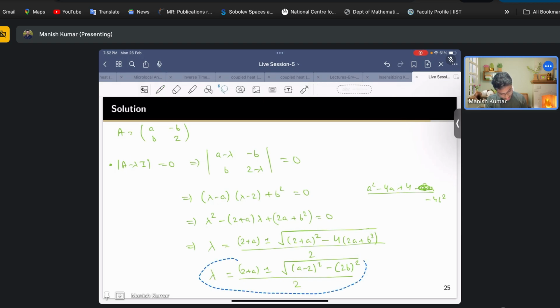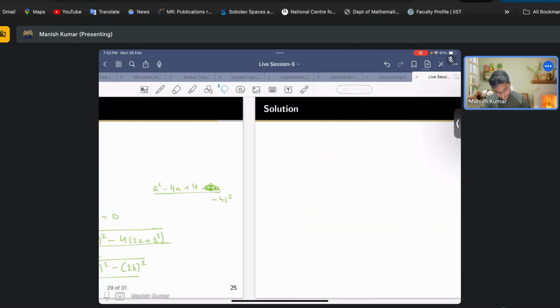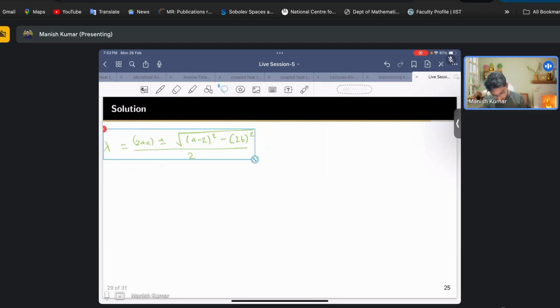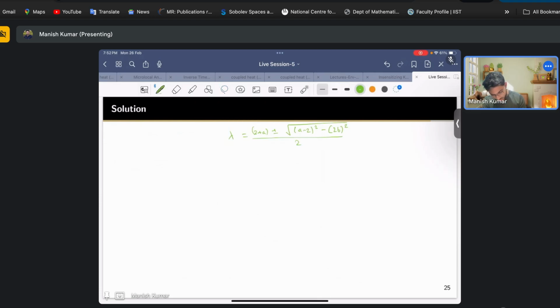So let me just copy. So this is the eigenvalue we have. So let us look at the first one, that is for stable node. Okay, so recall that for a stable node we need real and negative eigenvalues. So the first point, let us make it for real.